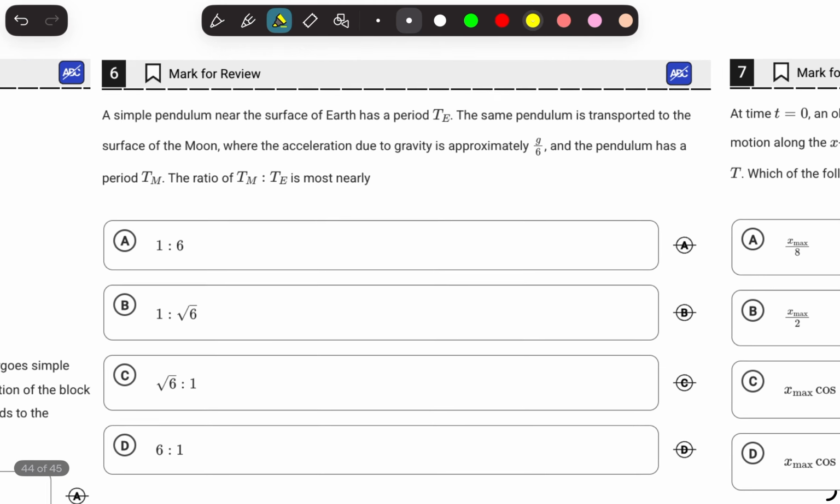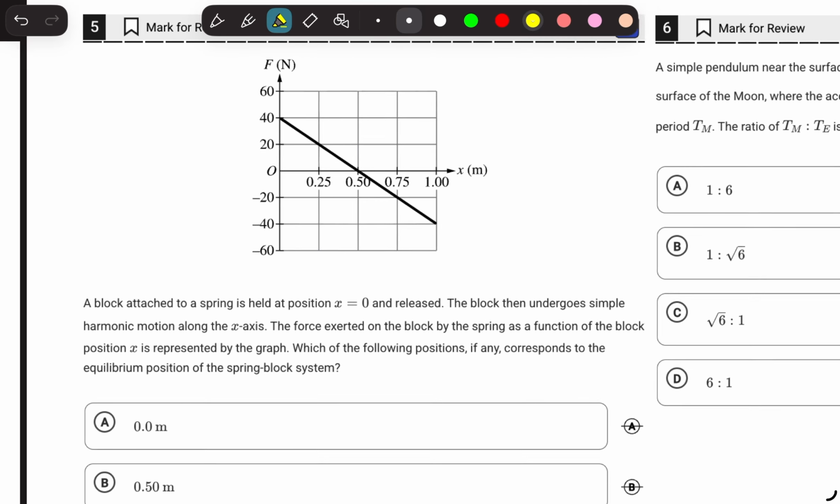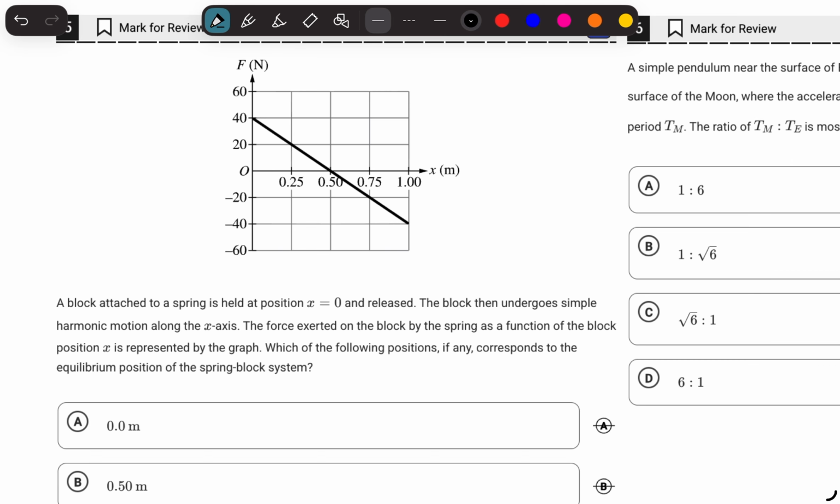So for our next question, we have a block attached to a spring held at position x equals 0 and released. The block then undergoes simple harmonic motion along the x-axis. The force exerted on the block by the spring as a function of the block's position x is represented by the graph. Which of the following positions, if any, corresponds to the equilibrium position of the spring block system?